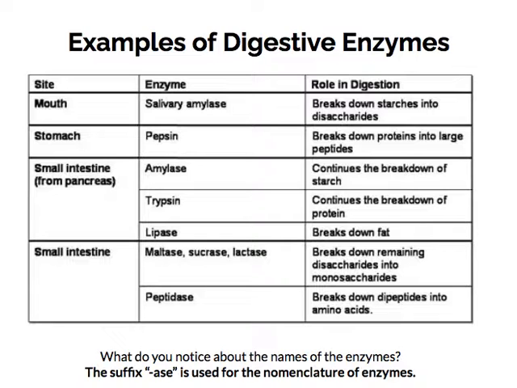Now the second thing to notice is there are many different digestive enzymes, all listed here. And look at the role in digestion. Notice how each has a specific job that is slightly different than the others. So that brings us to what we're talking about today, enzyme specificity.